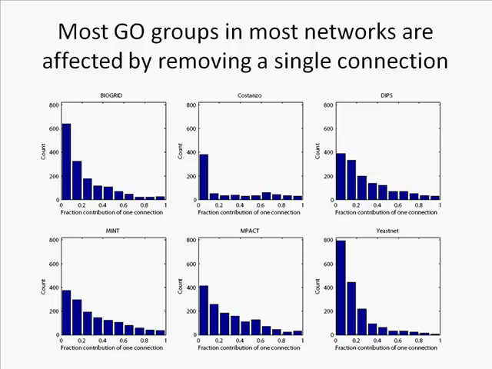Well, it turns out that most Go groups are like that, and in most networks. So this is 6 different networks. I'll spare you the details of what they are, but there's a genetic interaction network and protein interaction networks. This is the number of Go groups, and the fraction of their performance that is accounted for by one connection. Obviously, there's a lot of Go groups that are impacted strongly by one connection. The outlier here is this network of genetic interactions, and it turns out that this network doesn't provide that much learnable information in the first place. So not too surprisingly, if you don't have very good performance in the first place, there's not much to lose. This is a very common phenomenon across all these Go groups and across all these networks.